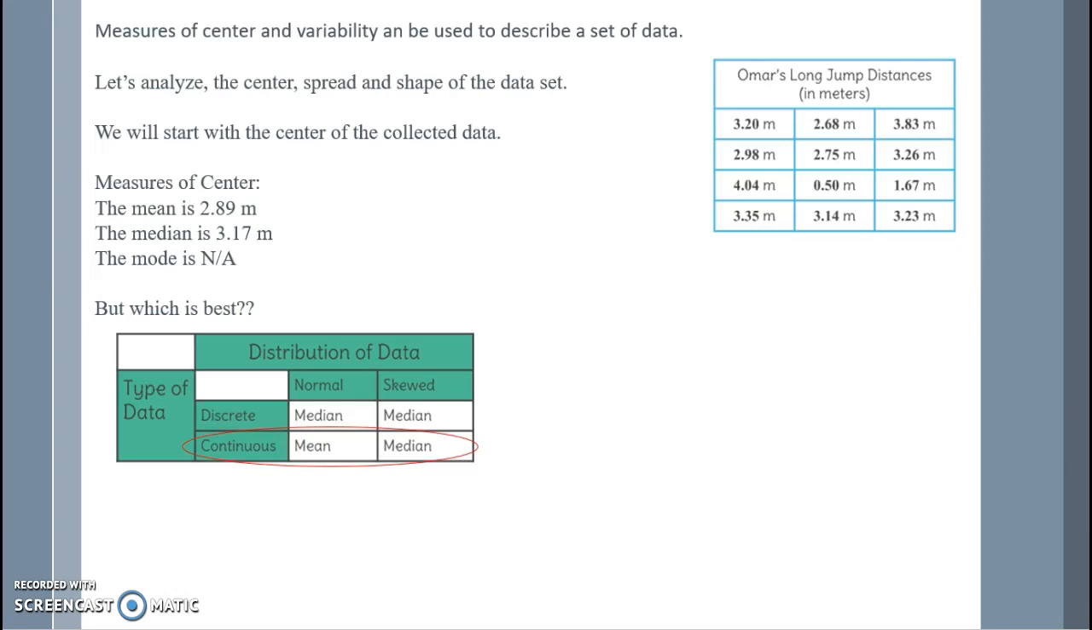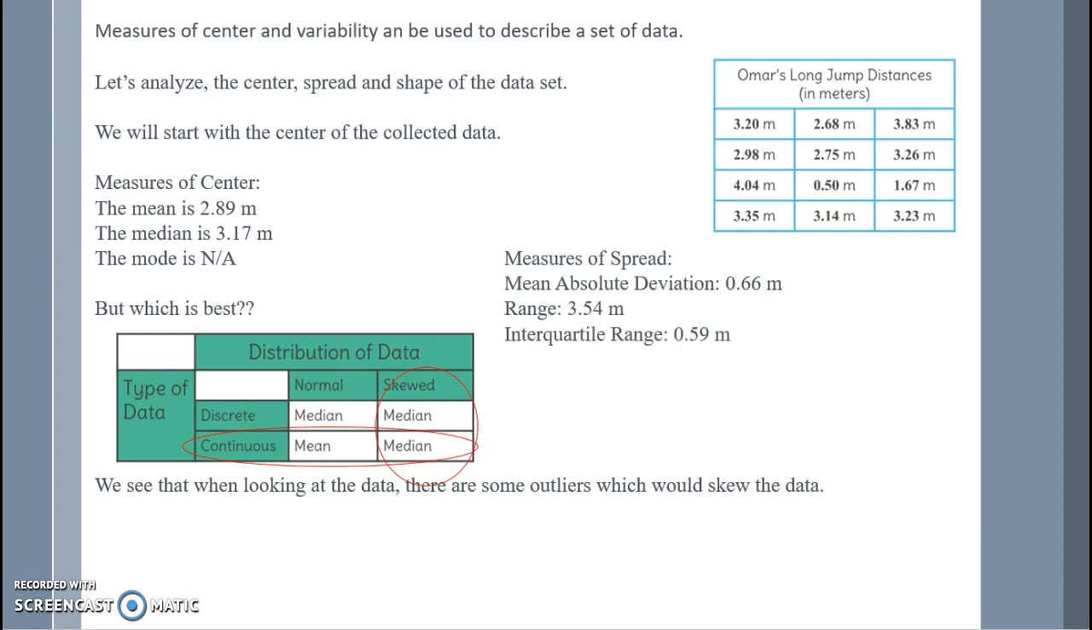And then now we're down to mean or median, and it depends upon if our data is skewed or not. We see that when looking at our data up above that we have some outliers, such as 0.5 meters, that could skew our data a tiny bit. So because our data is slightly skewed, the median is the better option to use when looking at the center of our data set.